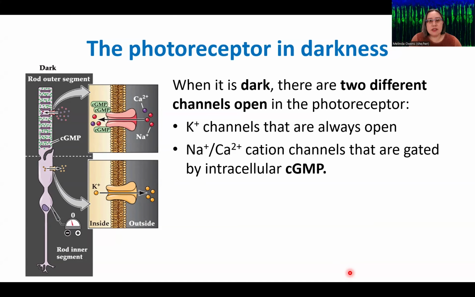So when it's dark, there are two different channels open in the photoreceptors. We have our K plus leak channels that are always open. Okay, we knew about those. We also have cation channels, and these let in sodium and calcium, and they're gated by cyclic GMP.